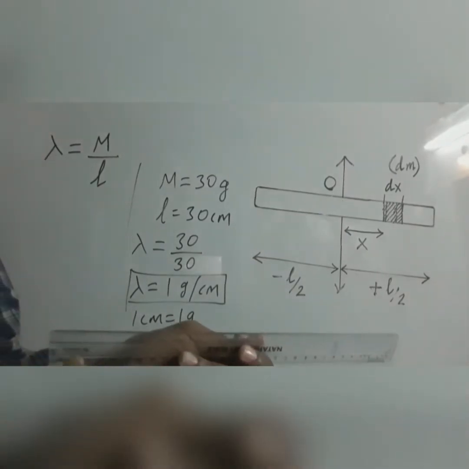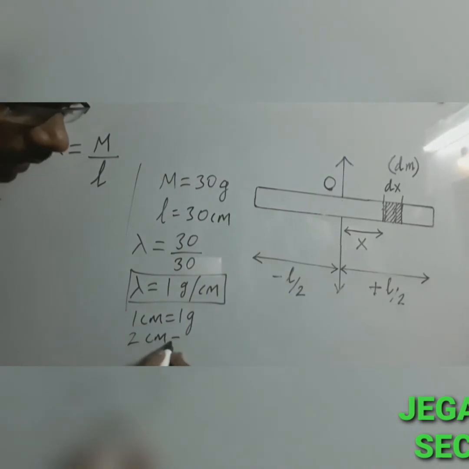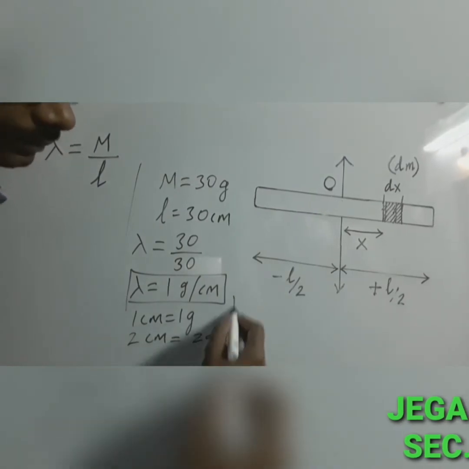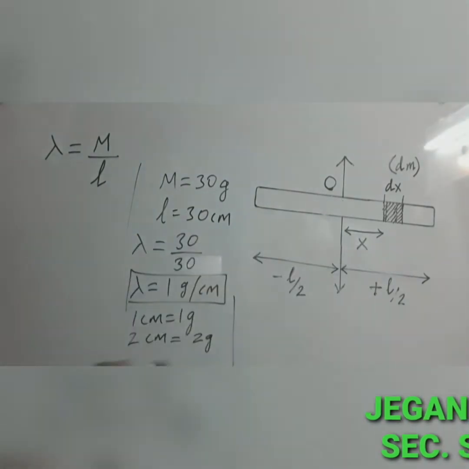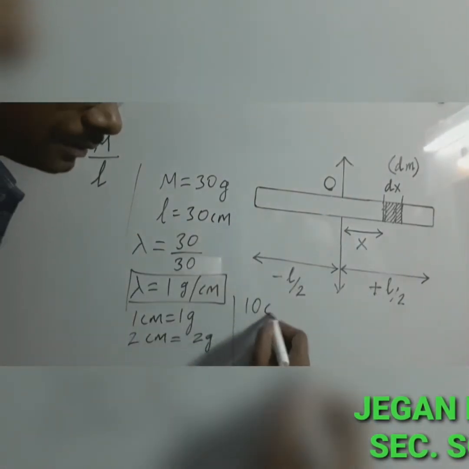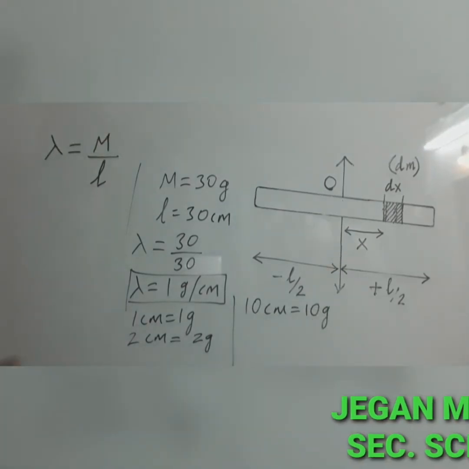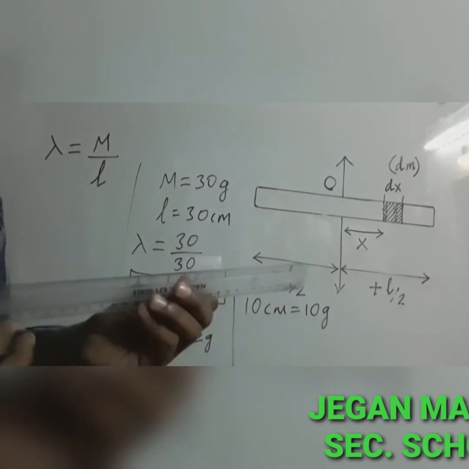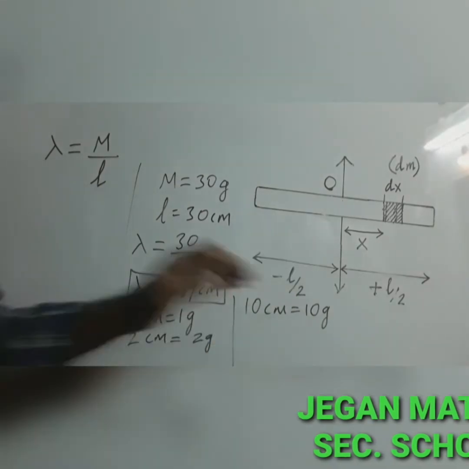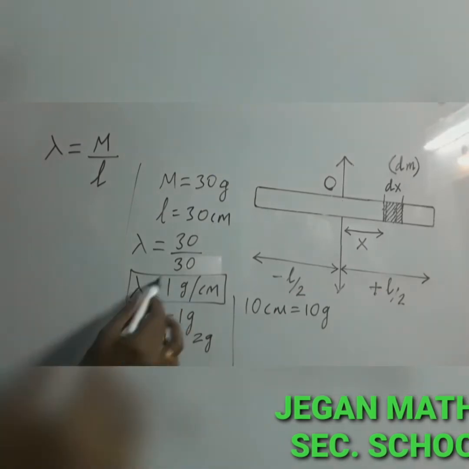If a 2 centimeter segment is separated from the scale, what will be the value? 2 centimeter has 2 gram. Likewise, if a 10 centimeter segment is cut from the scale, it has the mass 10 gram. How can we predict the values? You need not cut the segments from the scale. In each case we are going to multiply the length value with lambda.